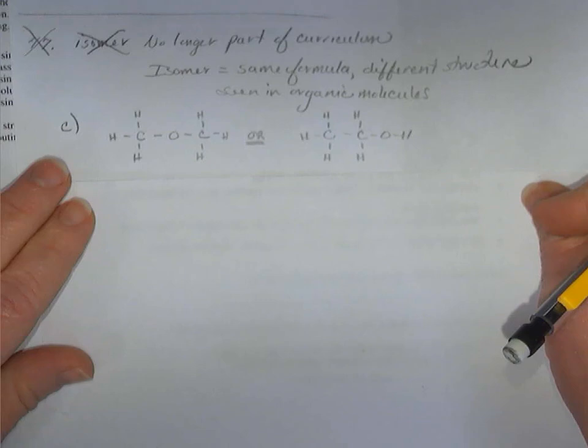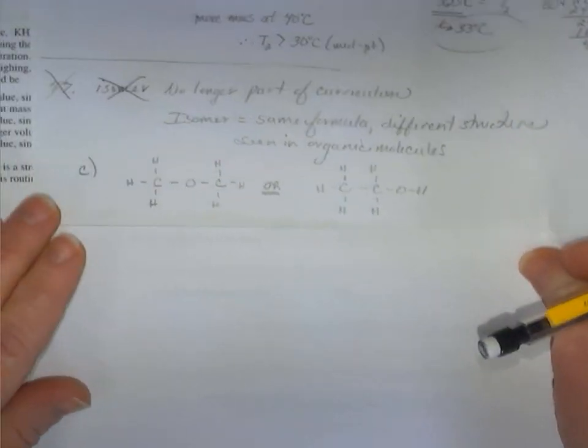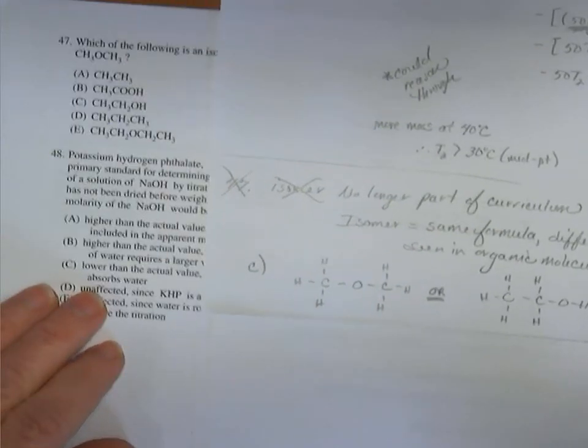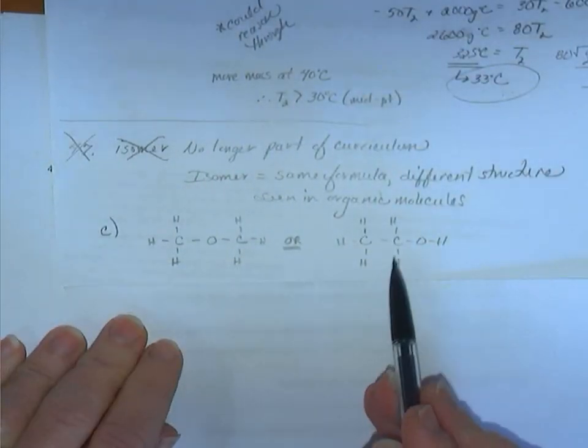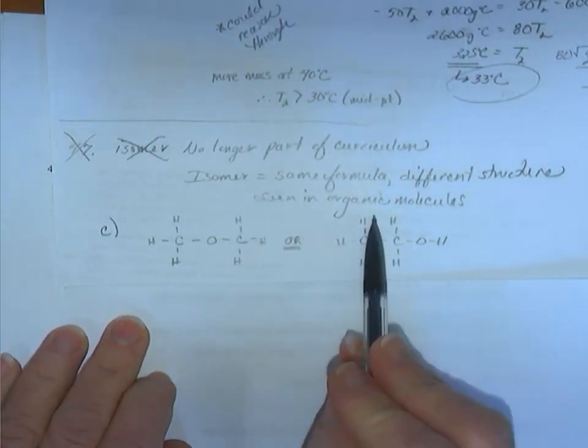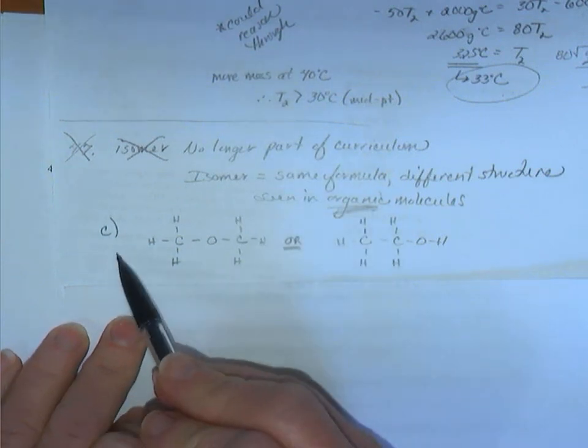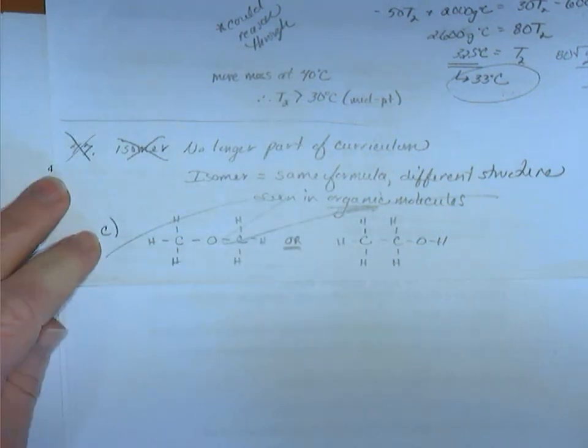All right, 47. 47, I'm surprised they did not eliminate this. It deals with isomers, and that's not really expected of us. An isomer is something that has the same formula but different structure. This is dealt with in organic chemistry, and we're not held accountable for that any longer.